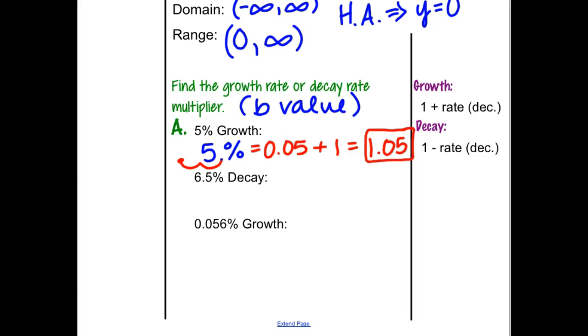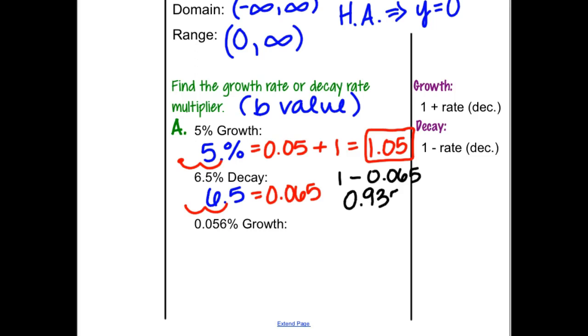is 6.5%. So we have that decimal in the middle already. So we take that 6.5 and we move it 2 places to the left, which is 0.065. But now this is a decay, so we will take 1 minus 0.065. And when we take 1 minus 0.065, we get 0.935.